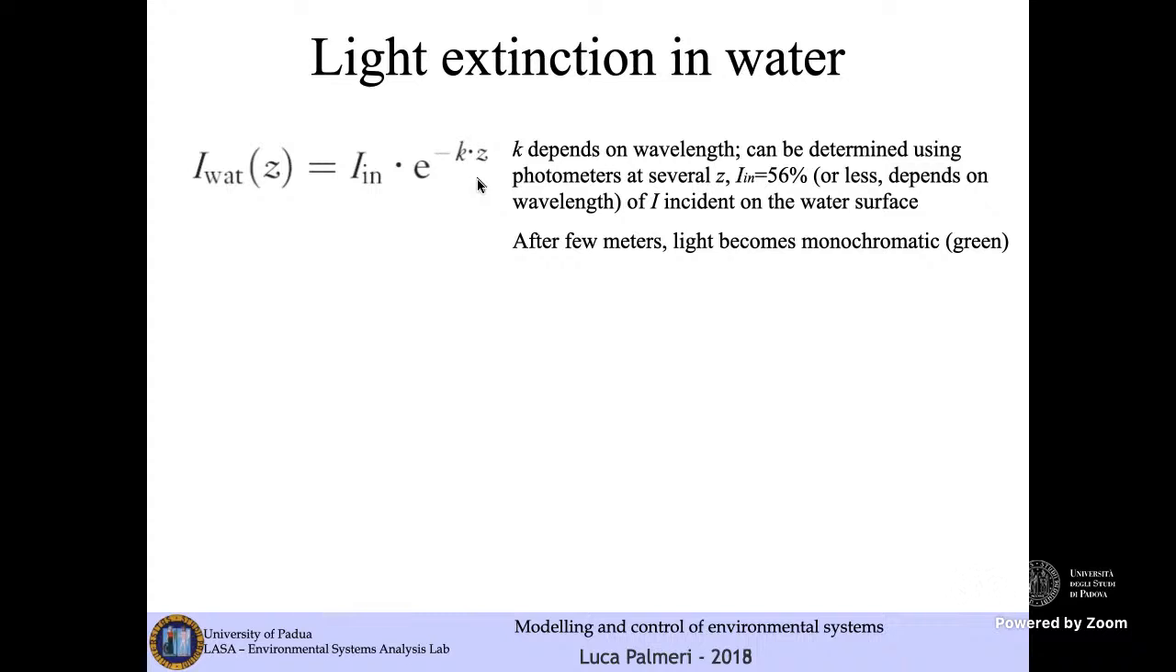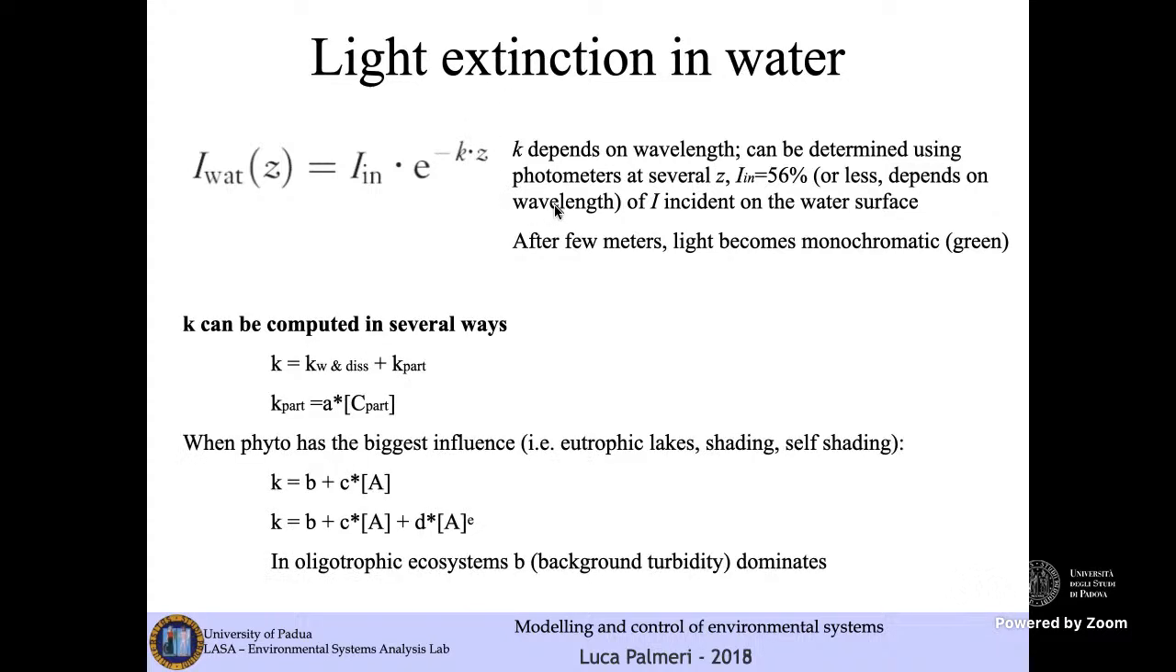After a few meters, we know that light becomes monochromatic green, so the photosynthetic activity decreases dramatically. We can complicate this model in various ways. For example, K can be computed in several ways. We may, for example, include the dependence of K on the K in water due to dissolved materials, or K in water due to particular suspended particles.